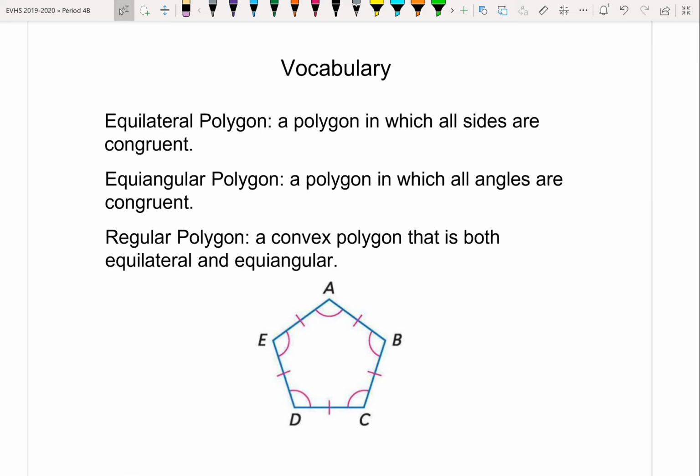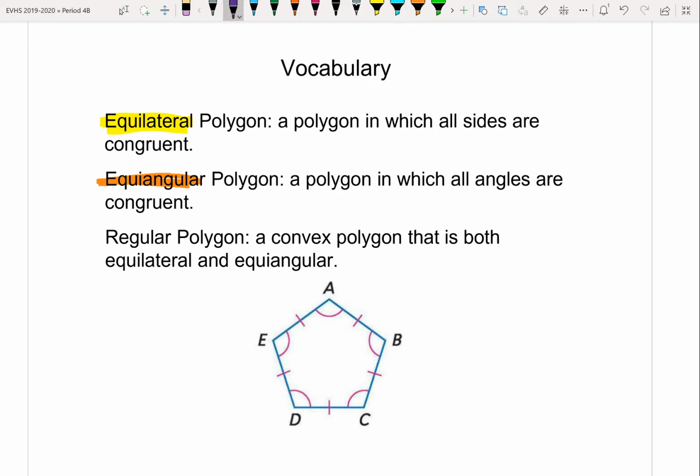Next up, three other words: equilateral, equiangular, and regular. Now, for equilateral, we talked about equilateral back with our triangles, and it just meant that all sides are congruent. We also talked about equiangular very briefly in that unit, and what we decided there was that equilateral for triangles always implies equiangular, and equiangular always implies equilateral. Those two are essentially synonymous. Now, for a polygon, that is not true, or for bigger order polygons.